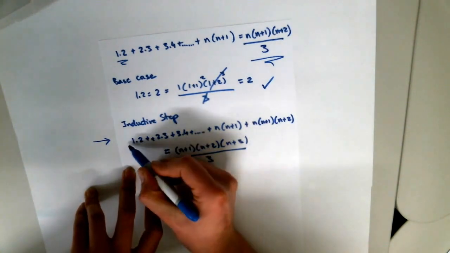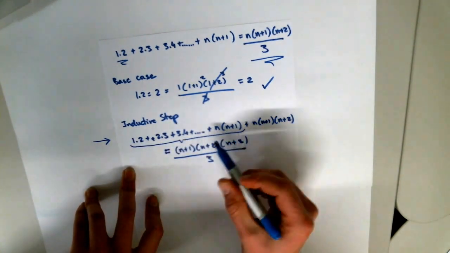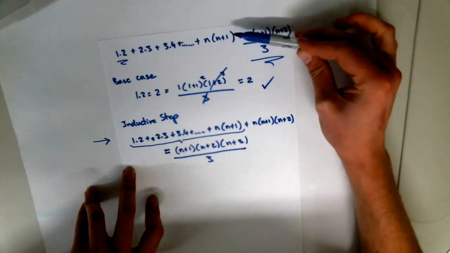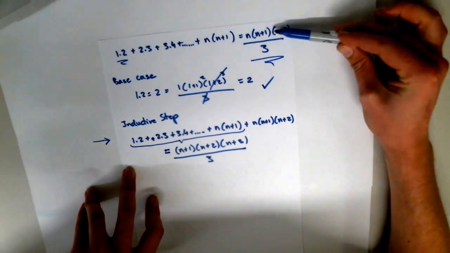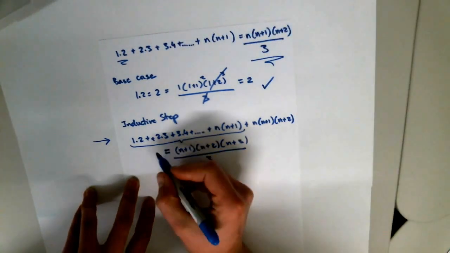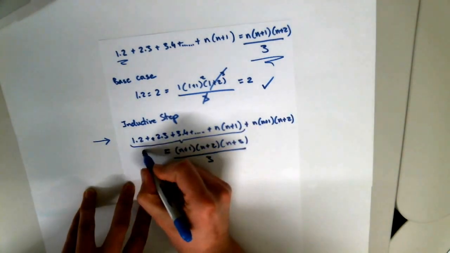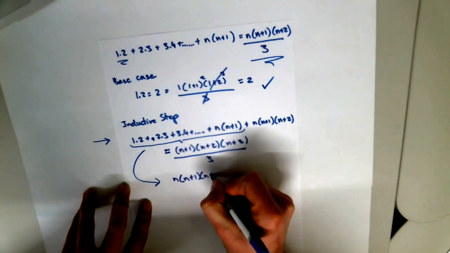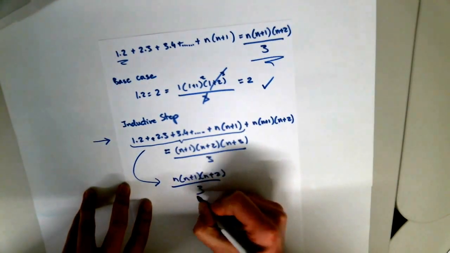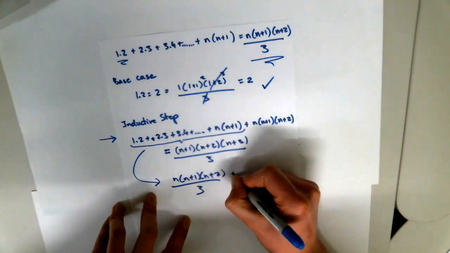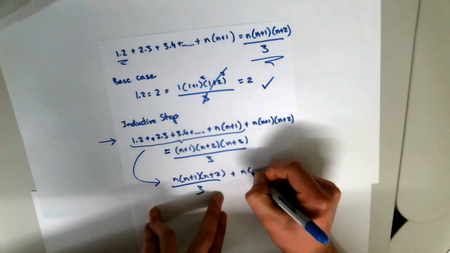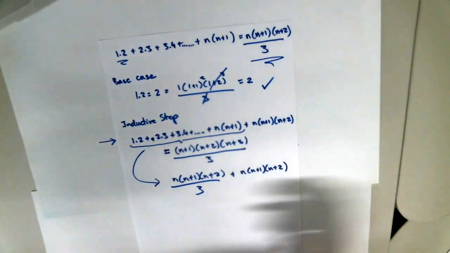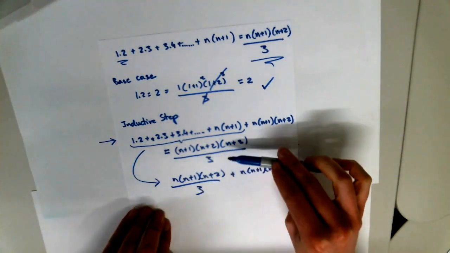And the good news is that all of these terms here, all the way up to there, by our inductive hypothesis, because we are assuming this is true, are all contained in here and are just equivalent to this expression here. And we can rewrite all of this line as n(n plus 1)(n plus 2) all divided by 3, all of those terms plus this step here, n(n plus 1)(n plus 2). And all we need to do now is massage this to get it to become that.